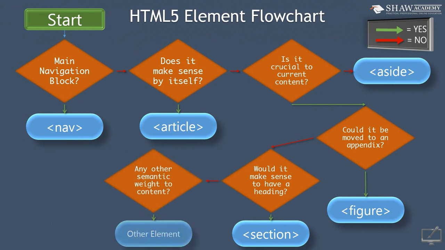But anyway, any other semantic weight to the content, well then it's any other element. So remember, we've always had these kind of semantic tags. These are really just the new divs that we have. We already had loads of semantic tags. We had the heading one, which has always been a semantic tag to define the primary heading. We had heading two, we had paragraphs, we had line breaks. So they're all the other semantic weights.